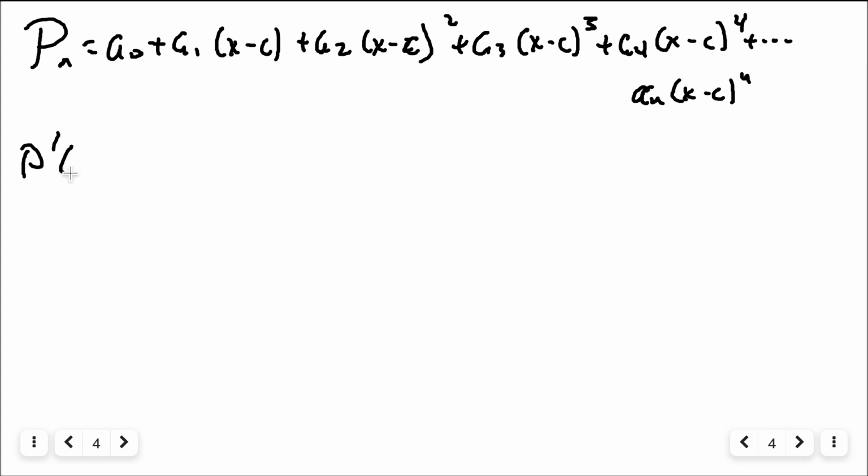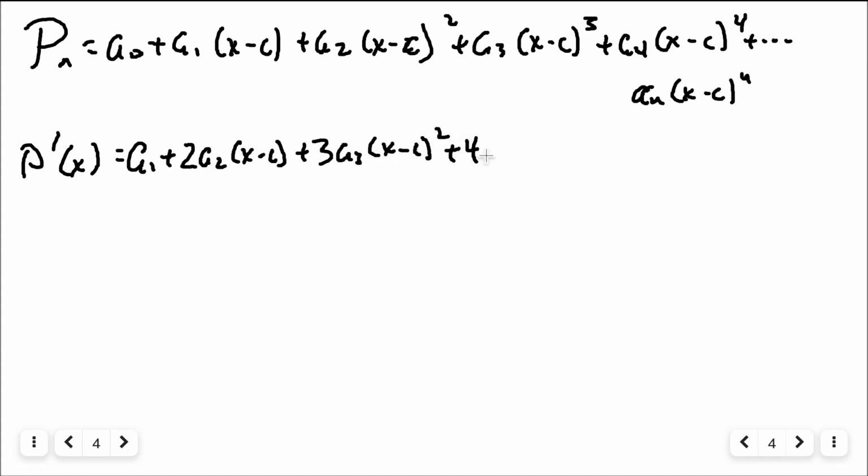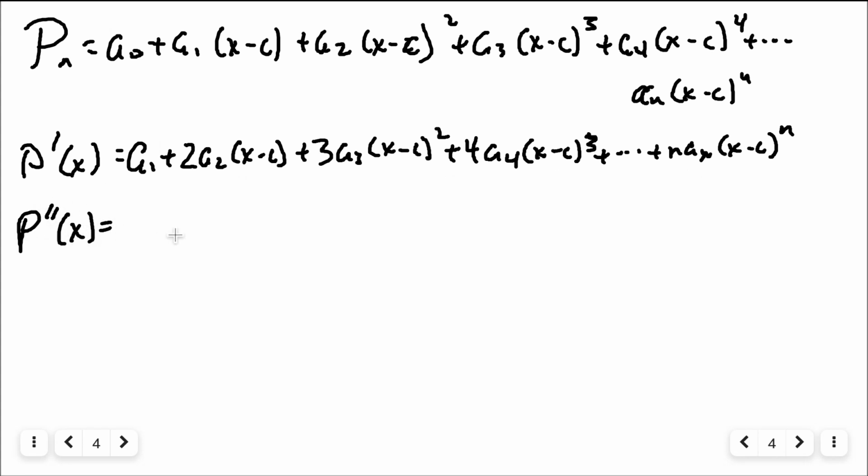So p1, the first derivative with respect to x, the a0 drops out. I'd get a1 plus 2a2 (x minus c) plus 3a3 (x minus c) squared plus 4a4 (x minus c) cubed plus n an (x minus c) to the n minus 1. All right, and then if I were to substitute c, the only thing that would be left would be the a1.